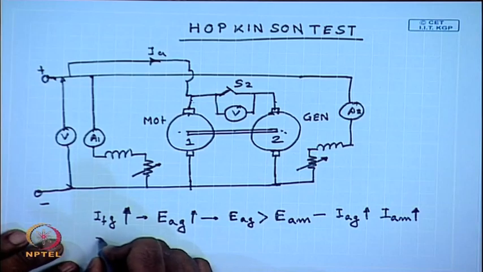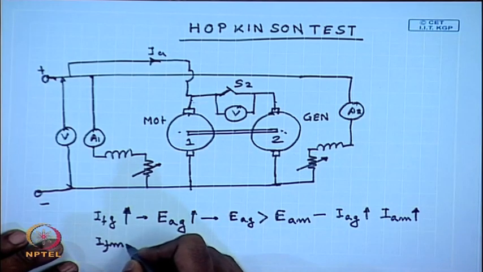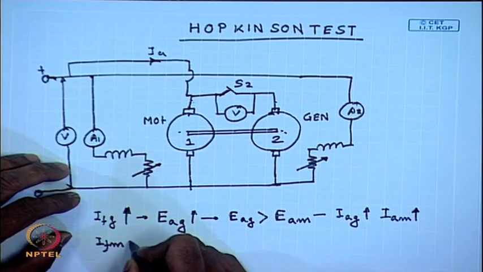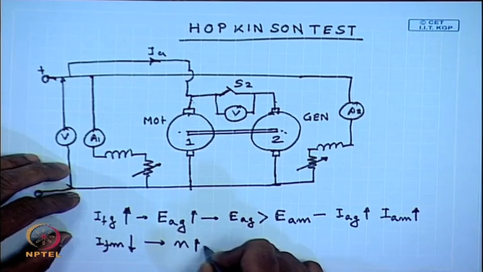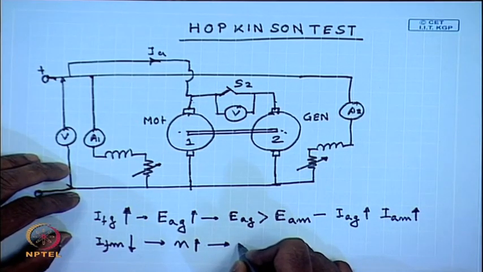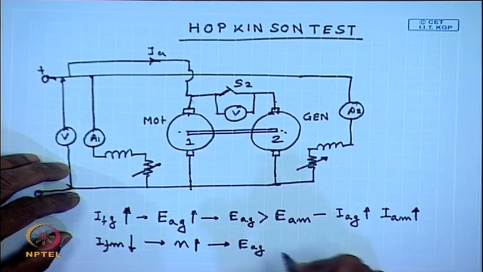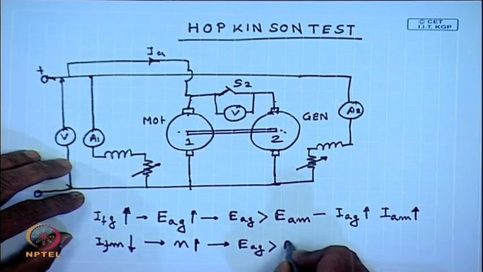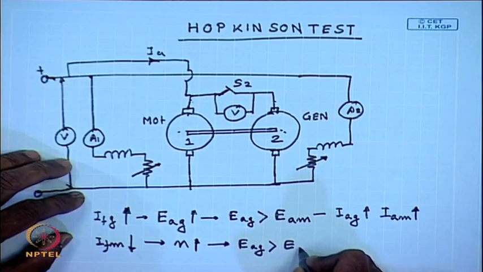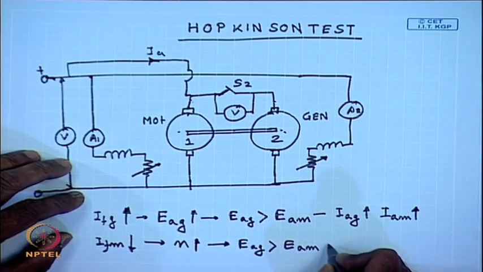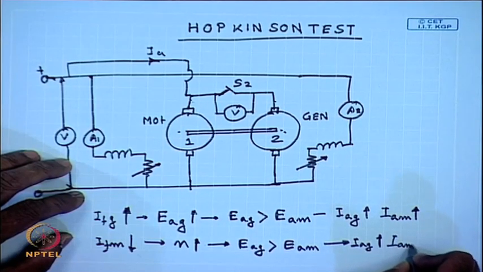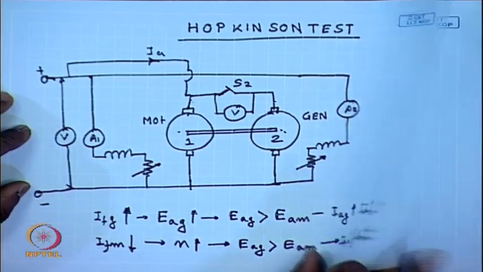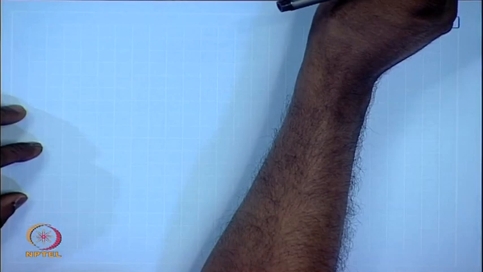Similarly, if we reduce the motor field current, this will lead to an increase in the speed of the set, which will in turn increase the generated voltage, which will again make the generated voltage greater than the motor back EMF, which will increase the IAG and IAM. So, this way we can adjust the loading of the two machines.